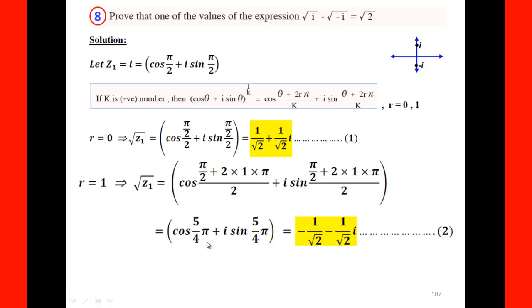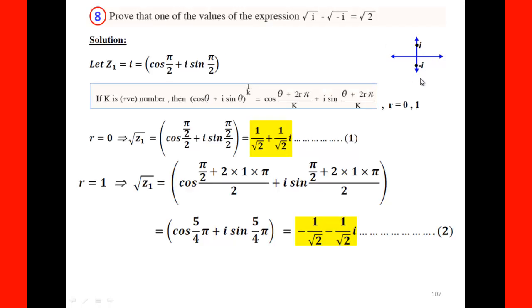And it's easy to convert pi to 180. So you will have cosine of 5 over 4 multiplied by 180. You can write it easily on your calculator. Then you will get negative 1 over root 2 plus i sine of 5 over 4 multiplied by 180. You will get negative 1 over root 2 i. So this is the second root of root i.